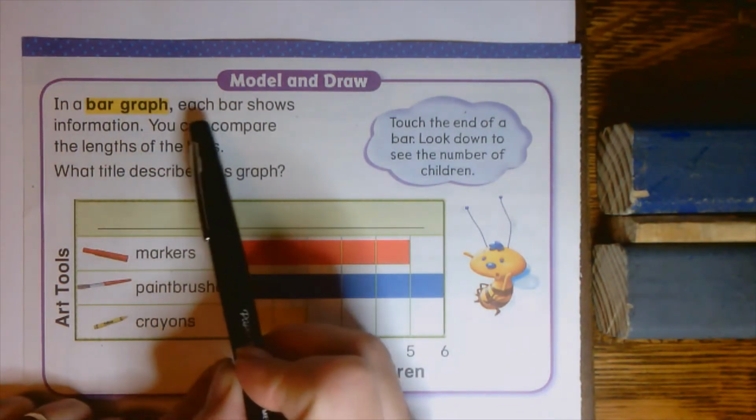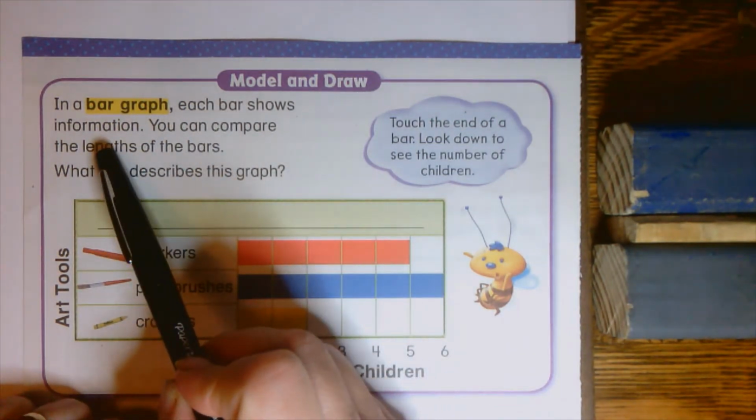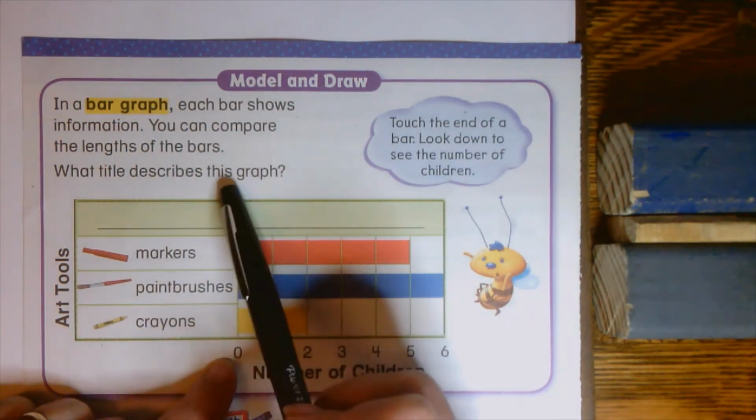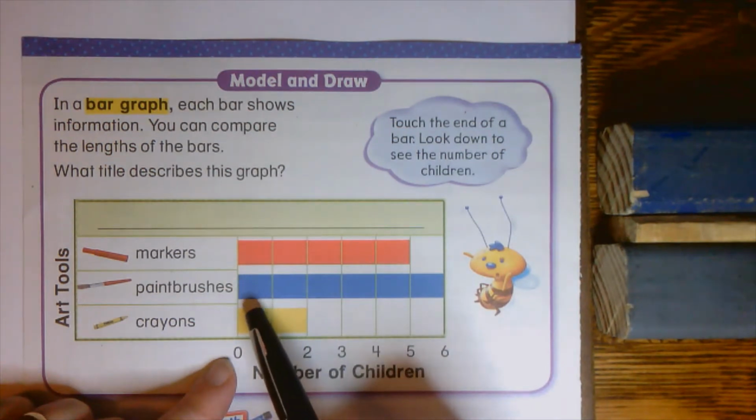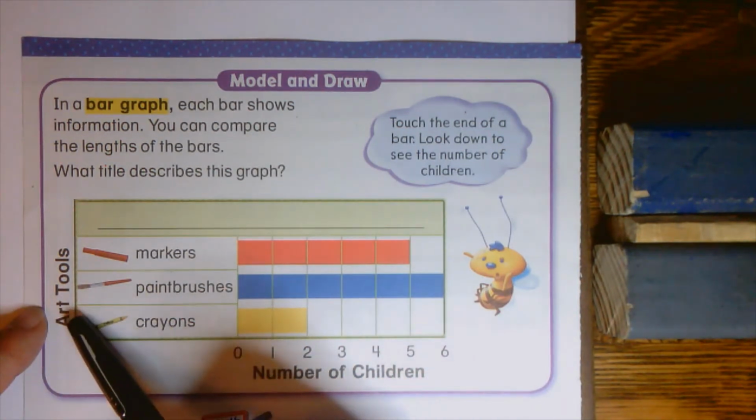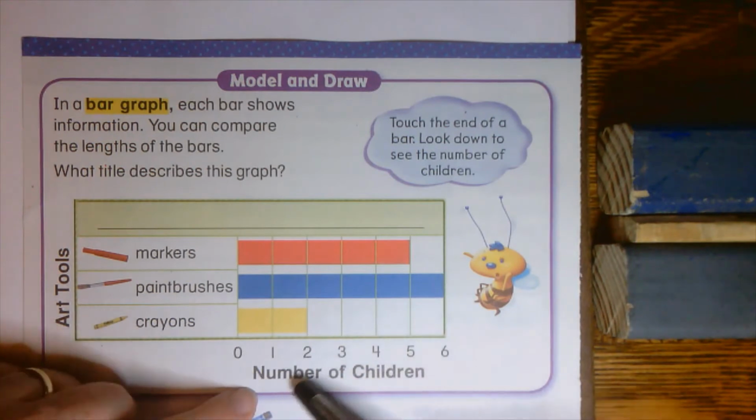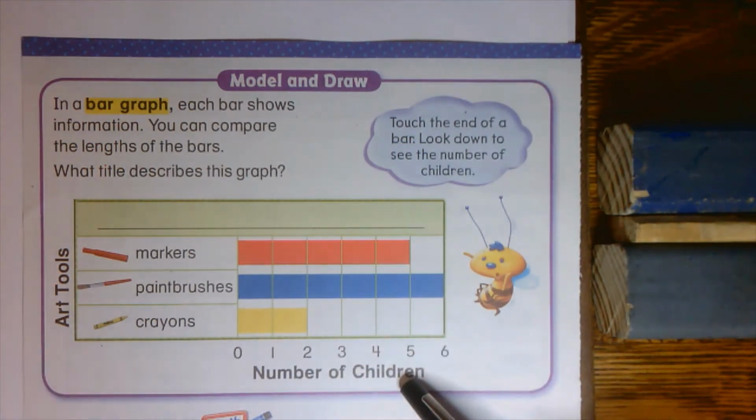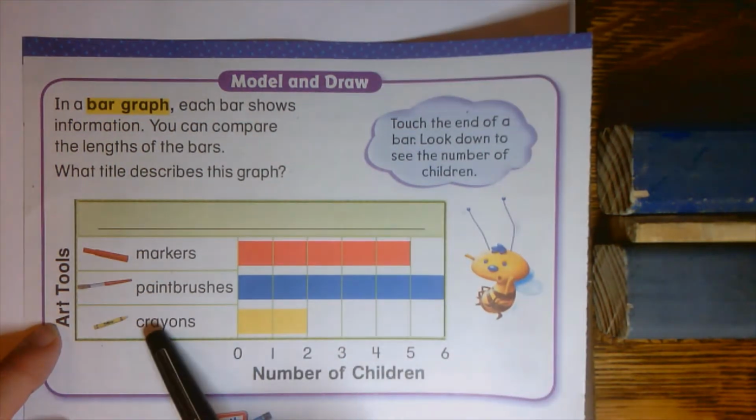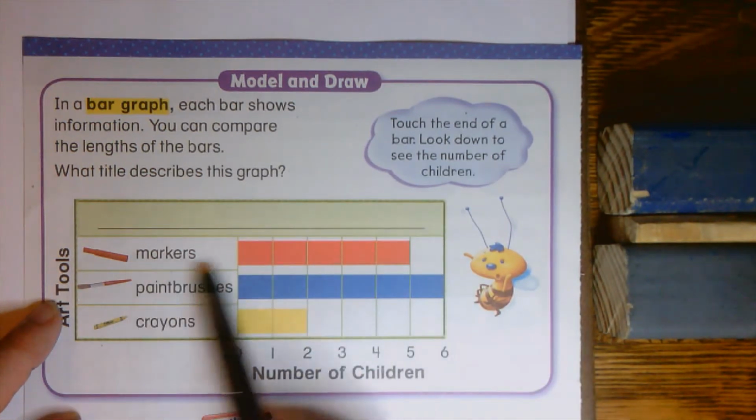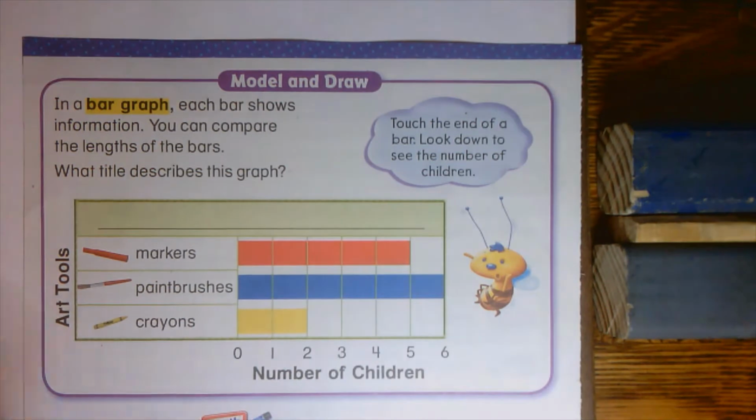So in a bar graph, each bar shows information, the data. You can compare the lengths of the bars. What title describes this graph? Do you see here it says art tools. This says number of children. So this is telling us that 2 children chose crayons. This number of children chose paintbrushes. This number of children chose markers.